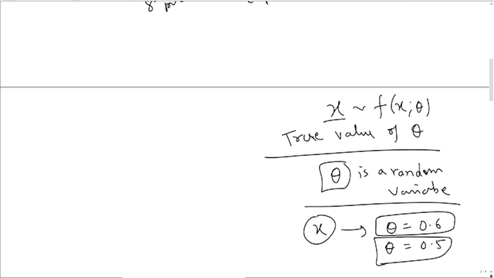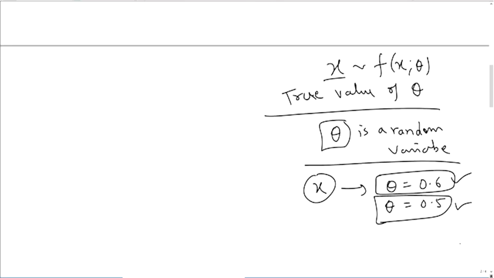This is always going to happen. The same data can be generated by this as well as this, right? If we just estimate a point value, let's say the maximum likelihood estimate of theta, that's a point value, then we are throwing away the possibility that this data can be generated by this as well, right? We do not want to do that. We do not want to throw away this information that the same data can be generated by different values of theta. But some values of theta can be more likely and some values of theta can be less likely.